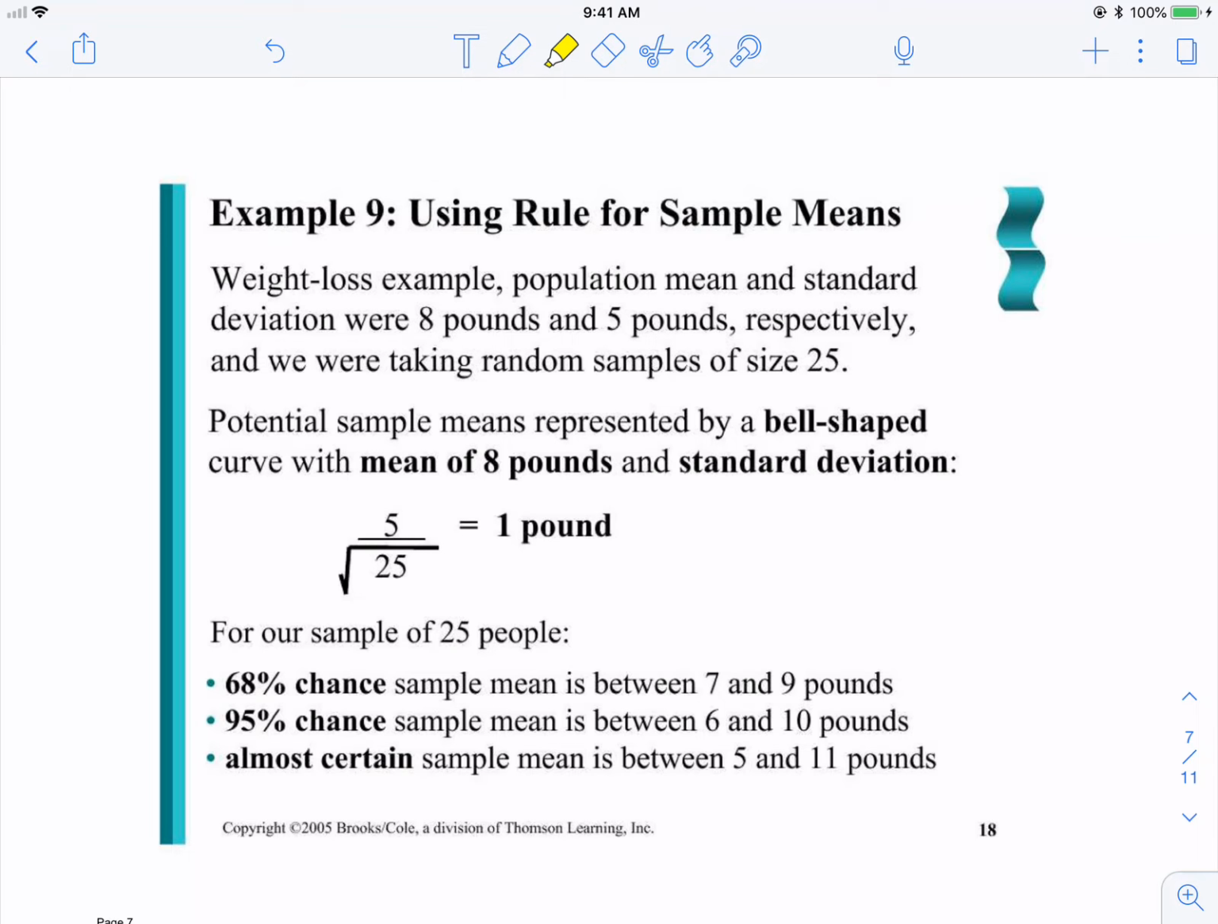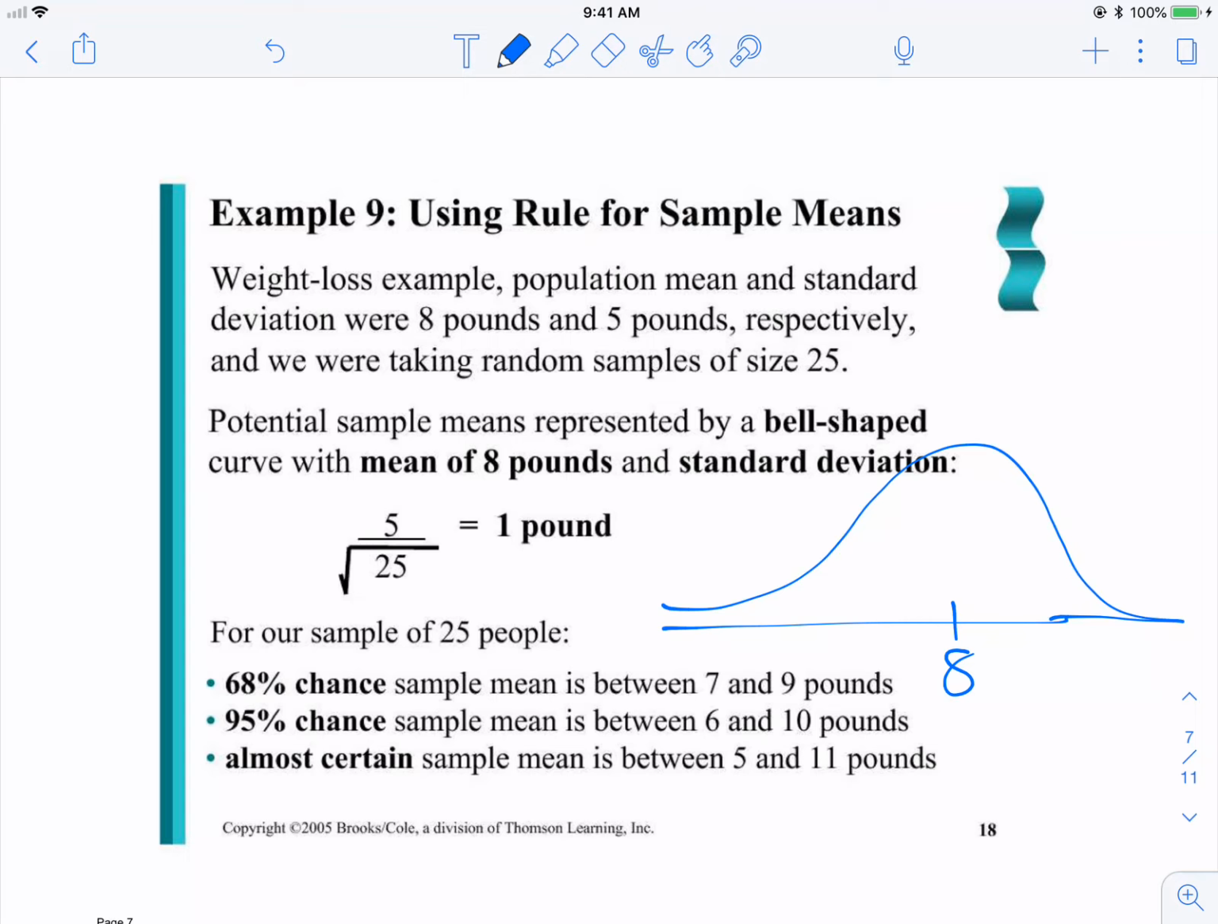So let's take a look at an example problem here. In that weight loss example, the population mean and standard deviation we know were 8 pounds and 5 pounds respectively. And we're going to say that we're taking random samples of size 25. That means that the potential sample means must be represented by a bell-shaped curve with the mean of 8 pounds. So that mean of 8 is going to go right there at the center of the curve.